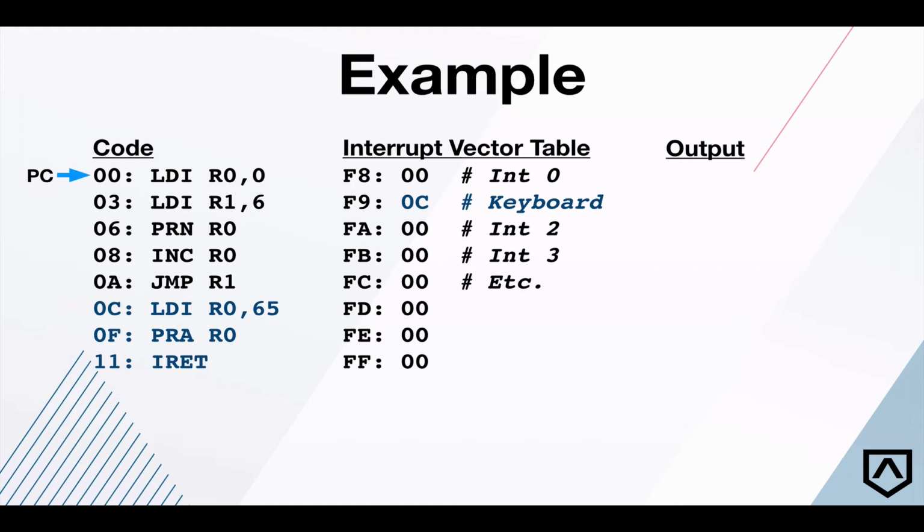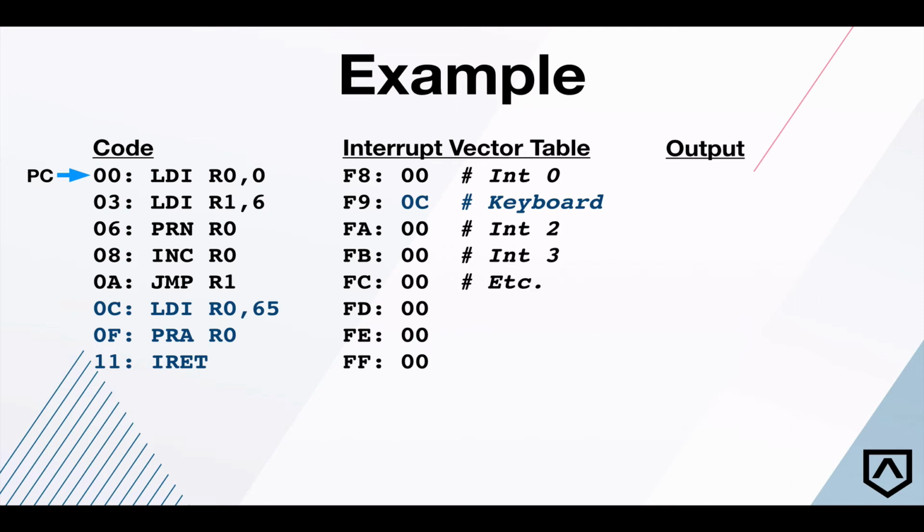F9, I have a comment there that this is the keyboard interrupt. So we have a different value in there. We have 0C stored at address F9. This is a pointer to the interrupt handler for the keyboard interrupt. Remember, a pointer is just an address. So 0C is the address of the keyboard handler program for the keyboard interrupt. And if we look at the left column again under code, we can look down to address 0C, which is where the keyboard interrupt handler starts. It's also highlighted there. And we see that there's some code there.